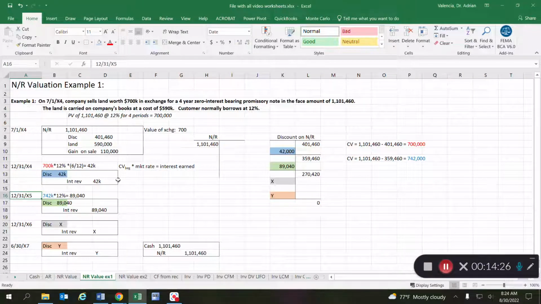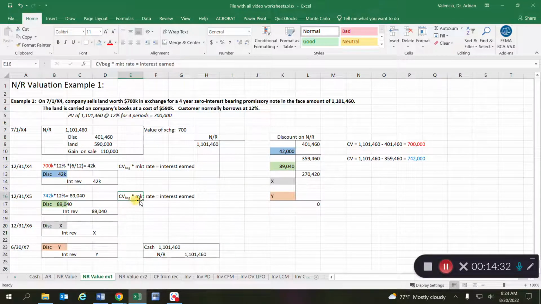So now the next question is, if we're going to use the same formula here, okay, we're going to use the carrying value at the beginning of the period times the market rate. So I'm going to go in here, I'm going to go 1.1 million minus the ending balance of discount. So that gives me a carrying value of $742,000. So I'm going to compute that, 742,000 times 12%. Since this is for a whole 12-month period, I don't need a time factor adjustment, and that gives me 89,040. I reduce the discount, and then my interest revenue recognized is 89,040.